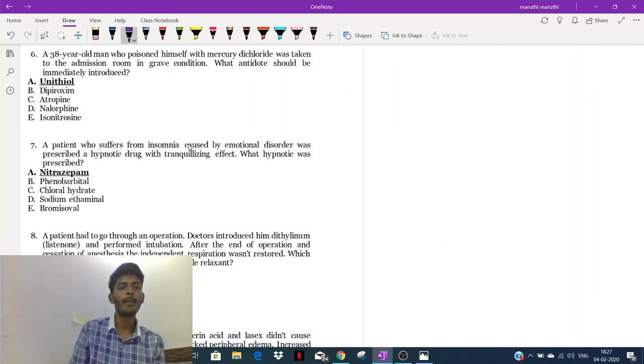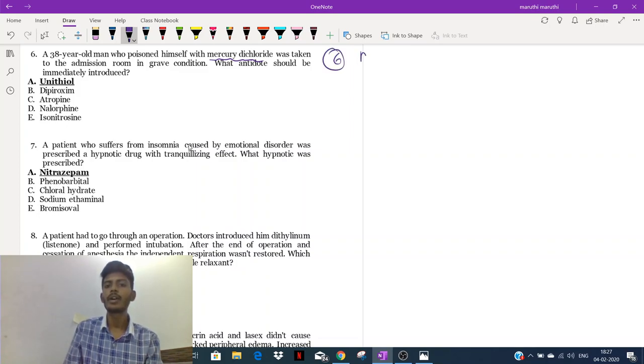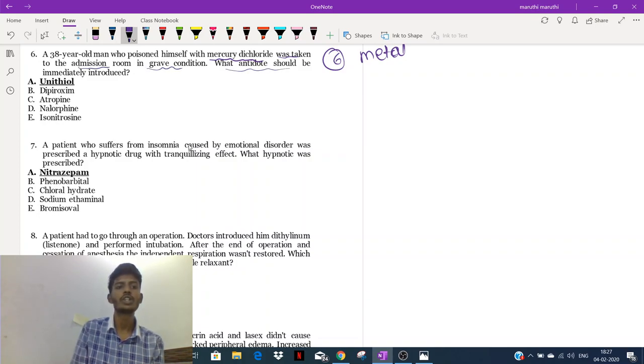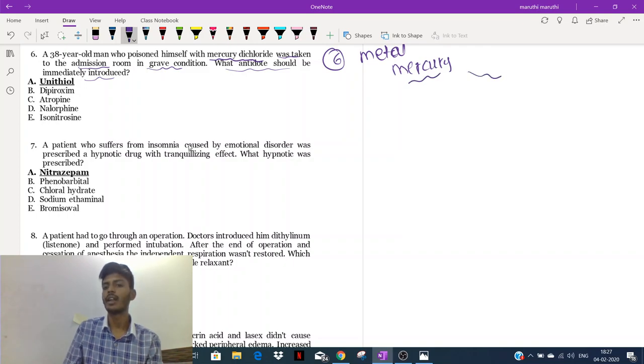A 38-year-old man poisoned himself with mercury dichloride. So what type of poisoning is it? It is a metal poisoning. If there is a metal poisoning, we need to treat this person. He was taken to the admission room in a grave condition. What antidote should be immediately introduced? They are asking about a person who ingested mercury, which is a type of metal. For metal, we use a treatment called a chelating agent. Now, the chelating agent for each metal might differ.